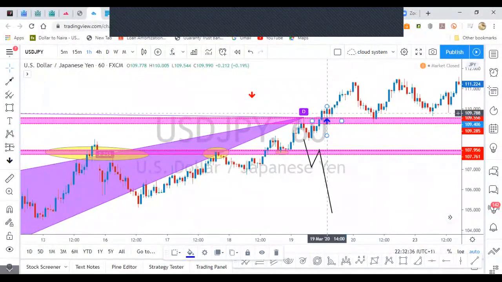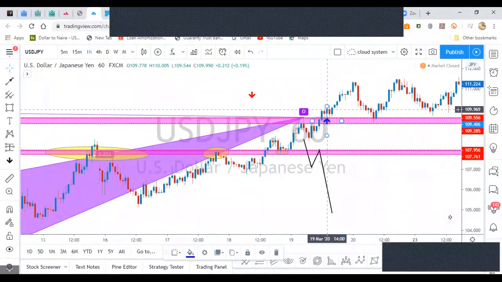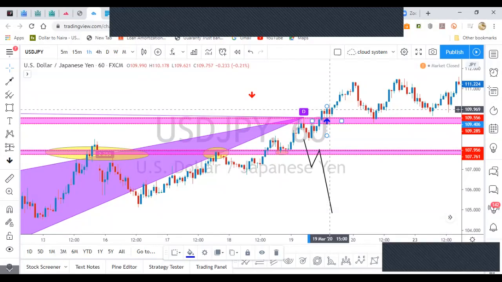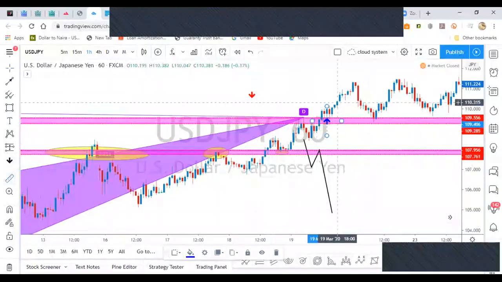At the close of this candle, this closed around 2 p.m. All right? And as it is closing, this one is starting, 2 p.m. to close by 3 p.m. So at the close of this 2 p.m. candle, I go in for my buy.